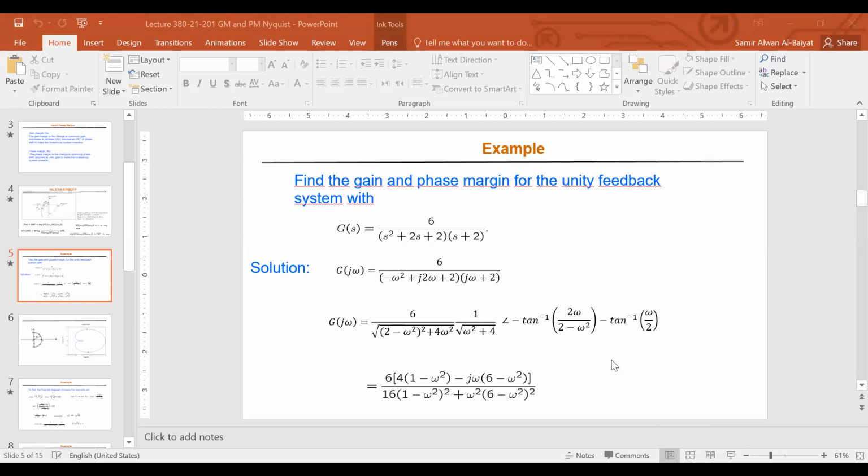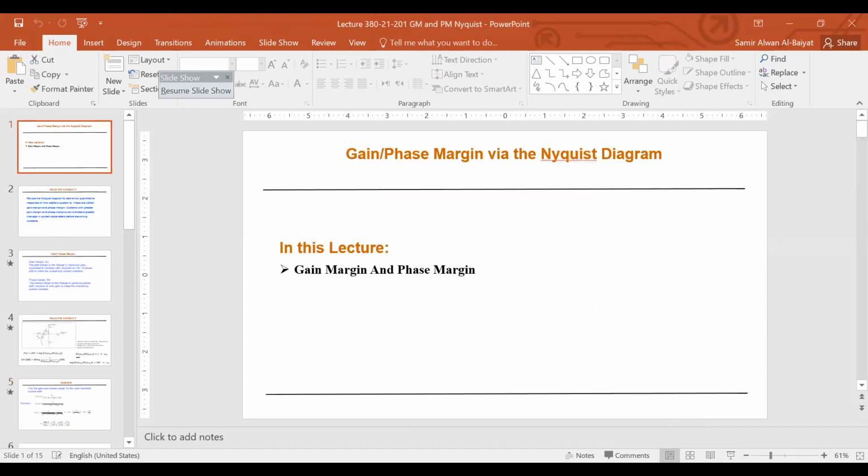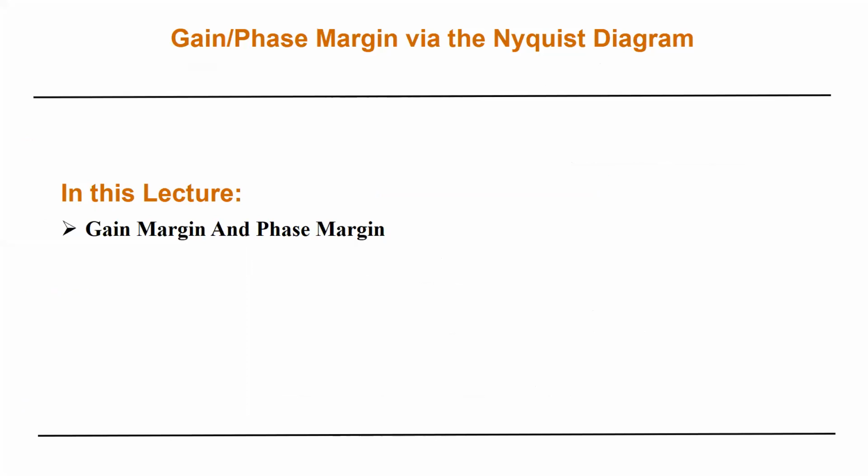Okay, what we want to discuss now is the concept of phase margin and gain margin. This still belongs to the Nyquist and also to the Bode. We talk about it now in this class, and in the next class, God willing, how do we obtain those from the Bode plot.